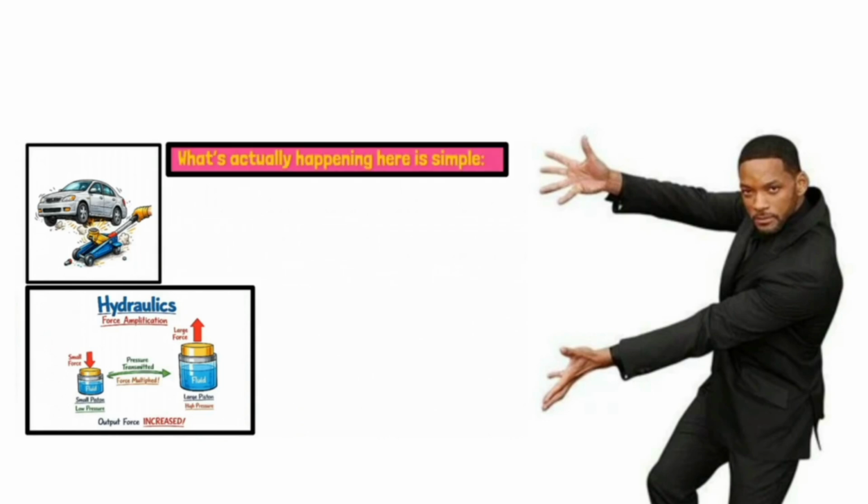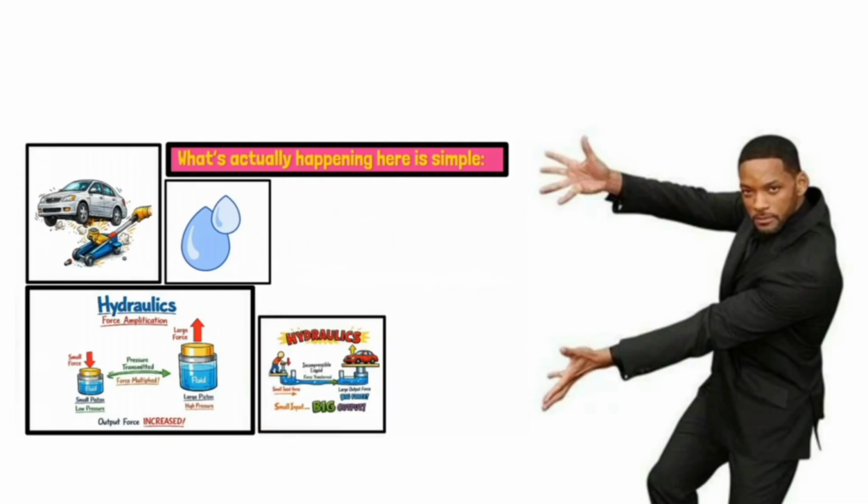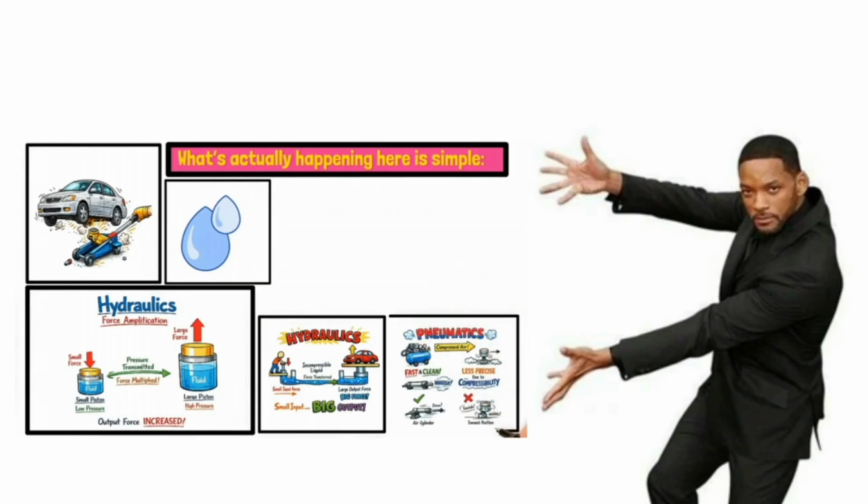What's actually happening here is simple. Fluids transmit pressure uniformly. In hydraulics, an incompressible liquid transfers force efficiently, allowing small input forces to create large output forces. In pneumatics, compressed air is used instead, faster and cleaner, but less precise due to compressibility.